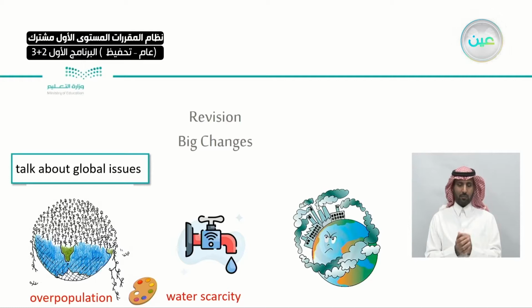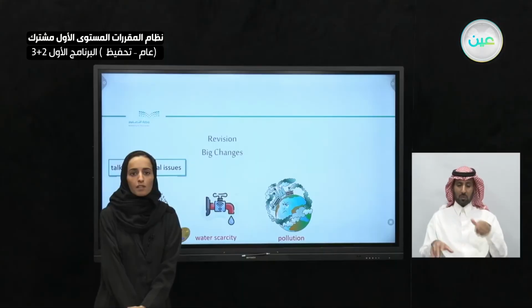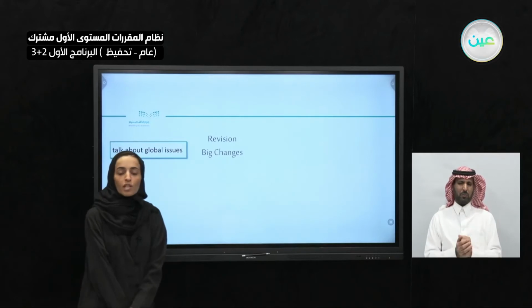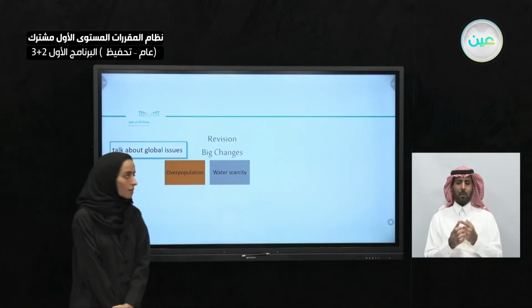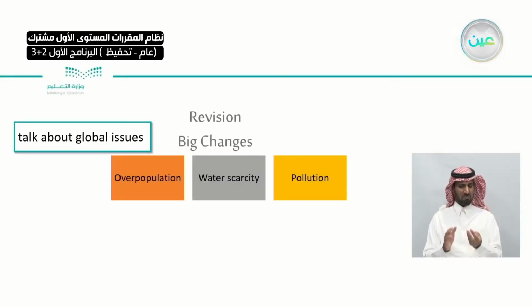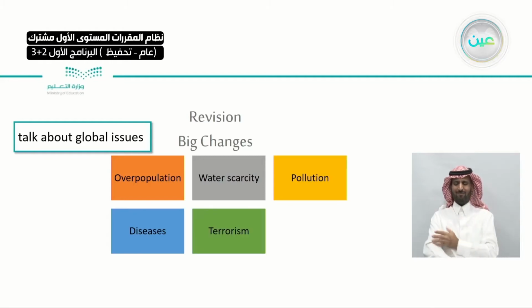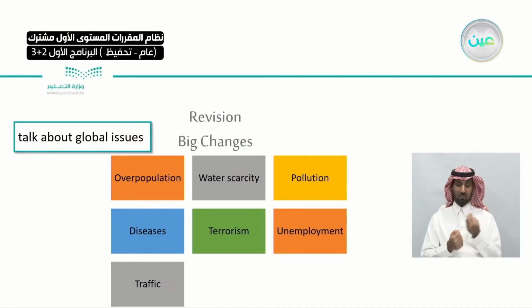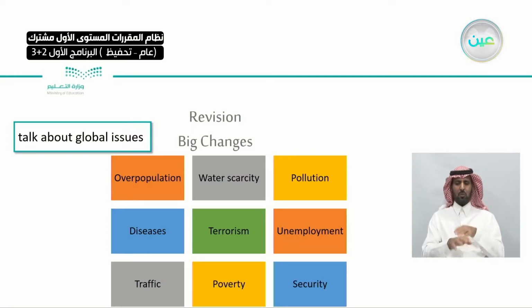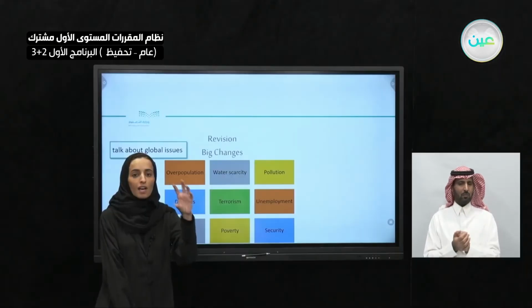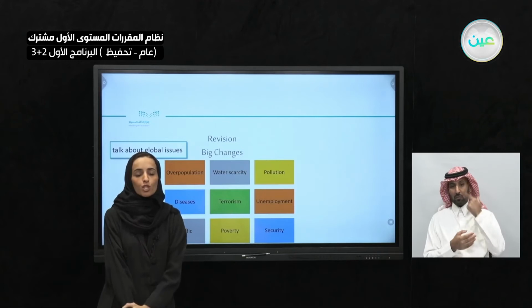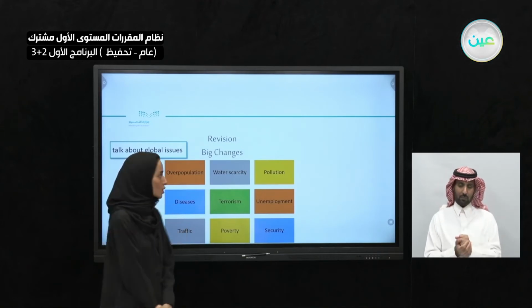Also, what do you think? We're having Earth covered with smoke. So what is the problem or the issue? The issue here is pollution. Air, water, and land pollution. These are some of the global issues that we discussed together, almost 20 global issues. So we talked about overpopulation, water scarcity, pollution, then diseases, also terrorism, unemployment, traffic, poverty, and security. We spoke about each. What is it? And how it will affect our lives in the future if we don't overcome it.